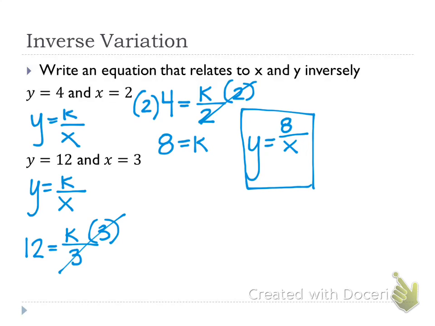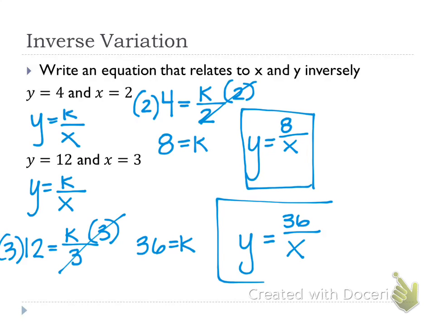Remember, you're not multiplying 3 times k to get 3k. That's not correct. When you multiply by 3, it cancels out. Multiply by 3 on this side, and I get 36 is equal to k. So again, I've got to write my final answer as y is equal to 36 over x.